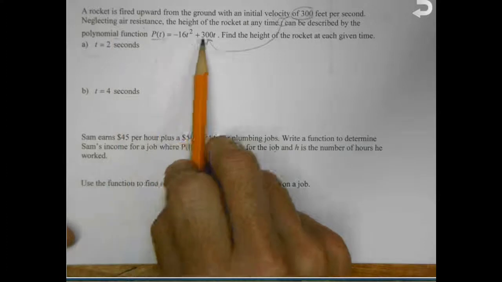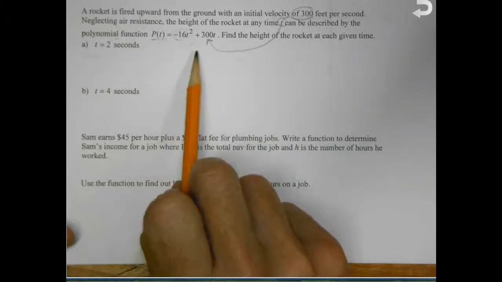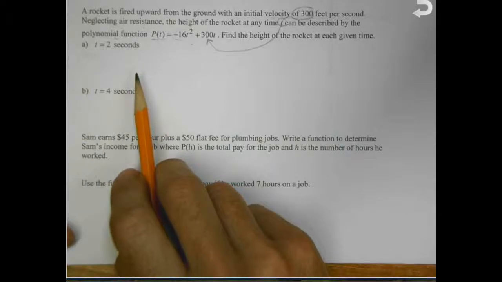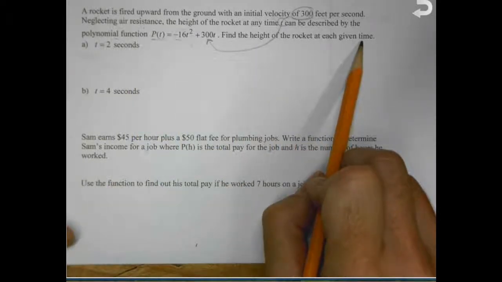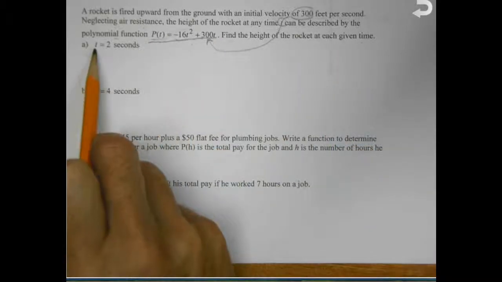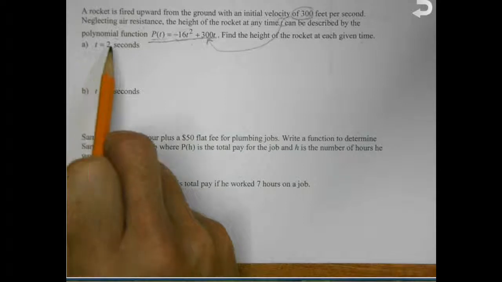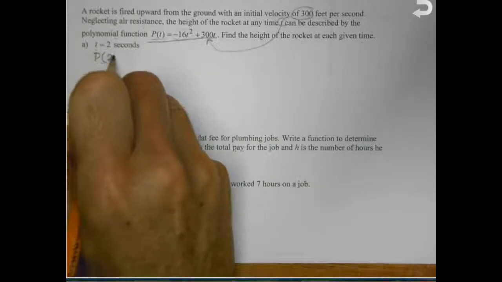The height of the rocket at any time t can be described by the polynomial function here. This negative 16t squared is always a falling object, and it represents a parabola, an upside down parabola. Find the height of the rocket at each given time. So we just need to worry about this function, and we want where will the rocket be at 2 seconds. So we're looking for p of 2.